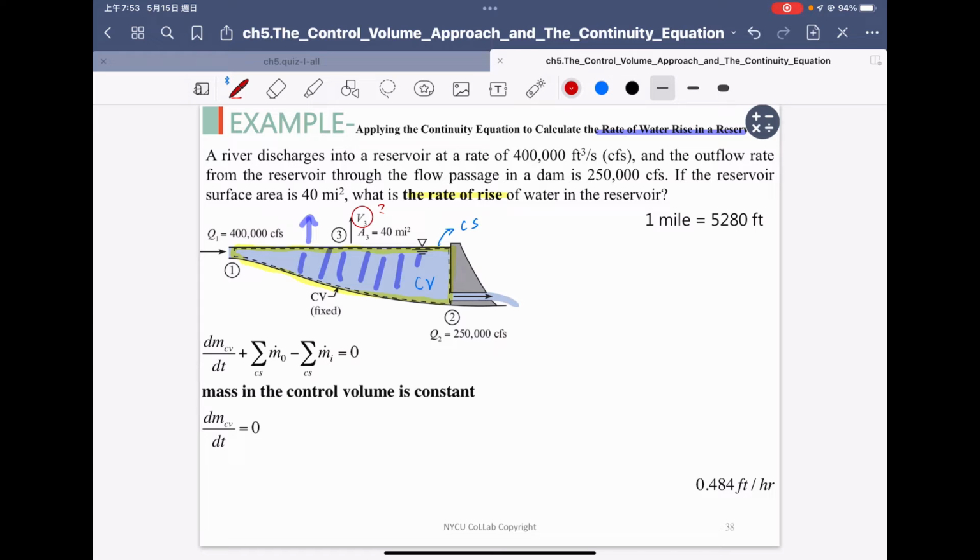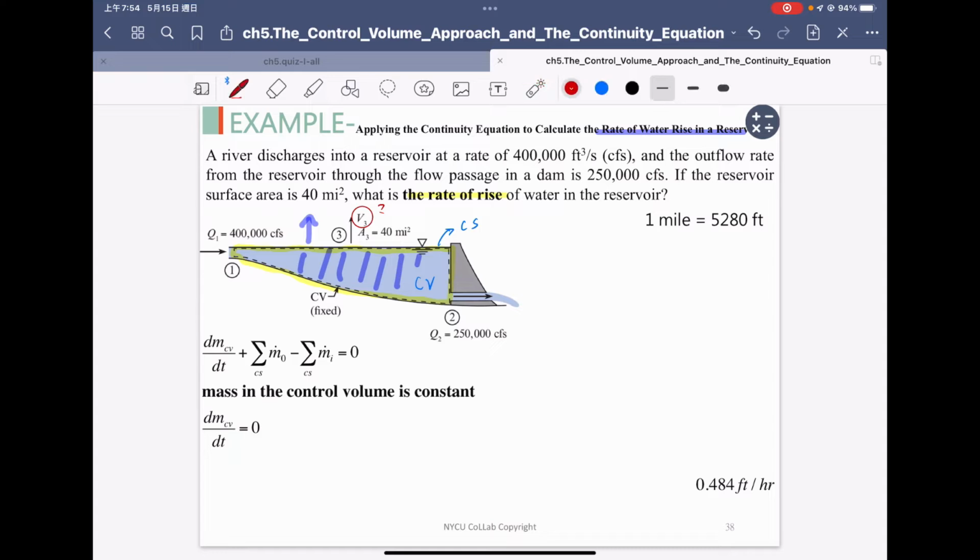And then because we fix the control volume, we know that the mass inside the control volume didn't change with time, because the water is rising. So the water inside the control volume is always constant, didn't change.